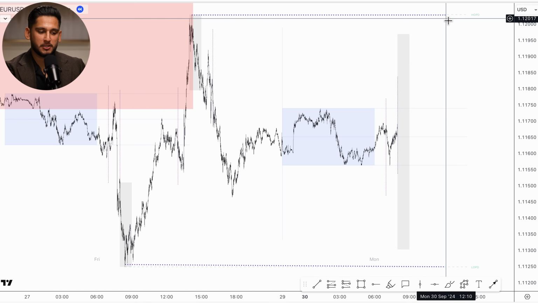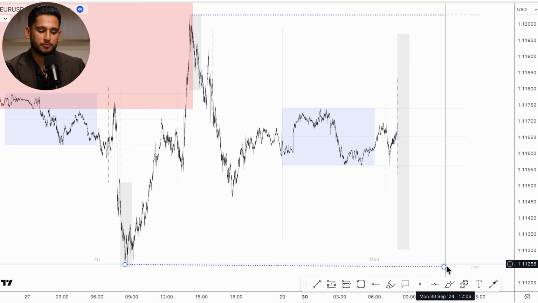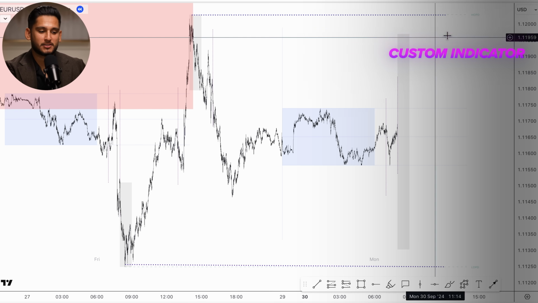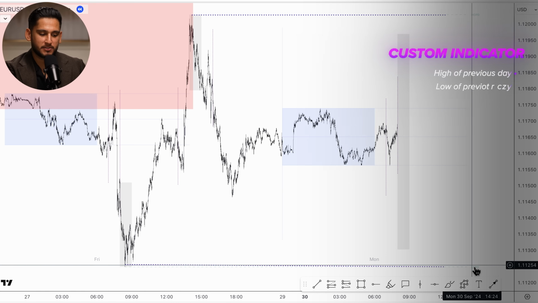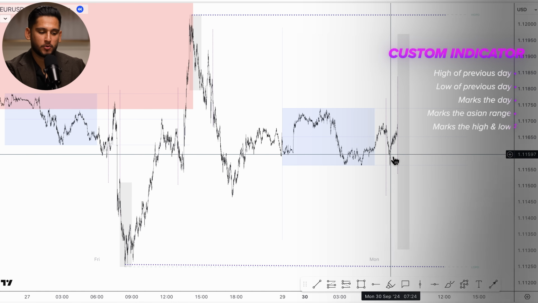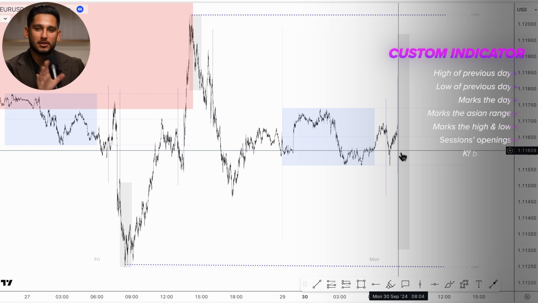Now you can either just manually plot it like we did today, the high and low of the previous day, or you just use this custom indicator that I made for myself to find these key things like high of previous day, low of previous day, all plotted. It tells me it's Monday. It tells me the Asia range, the high and low, the session open, Frankfurt Open, London Open, the key windows. Everything is plotted, so everything is done for me and easy for me, and I don't need to make so many decisions in a day.